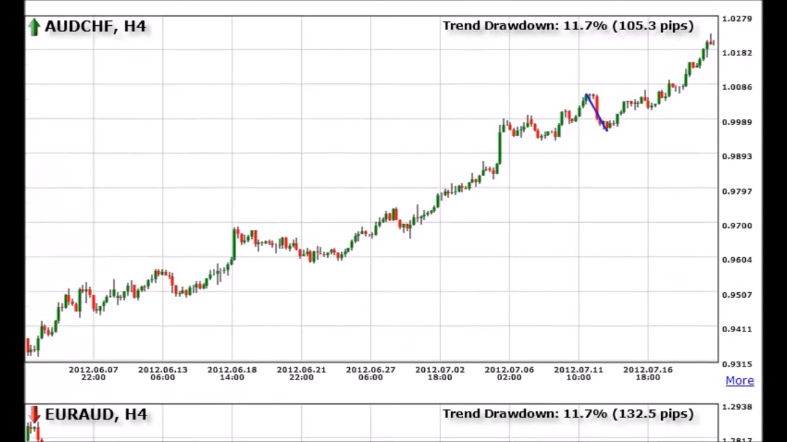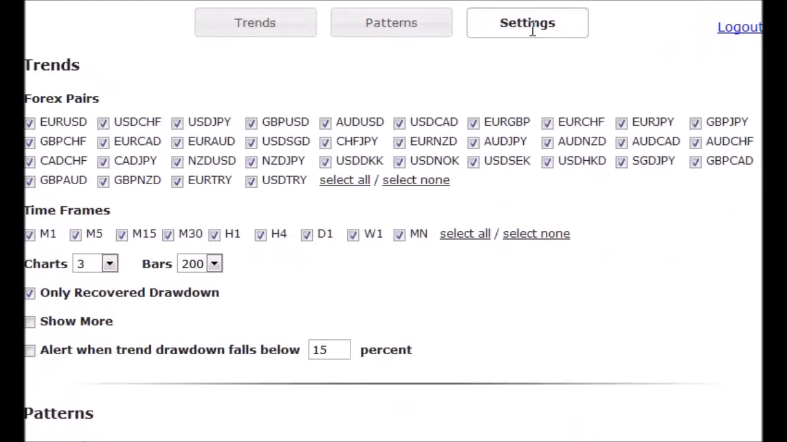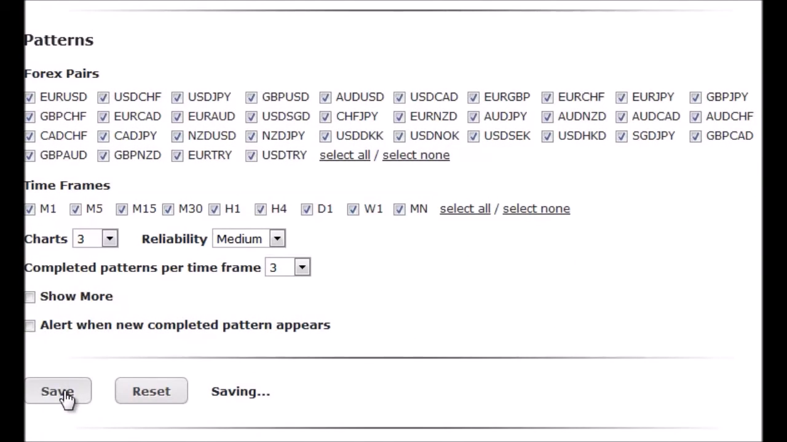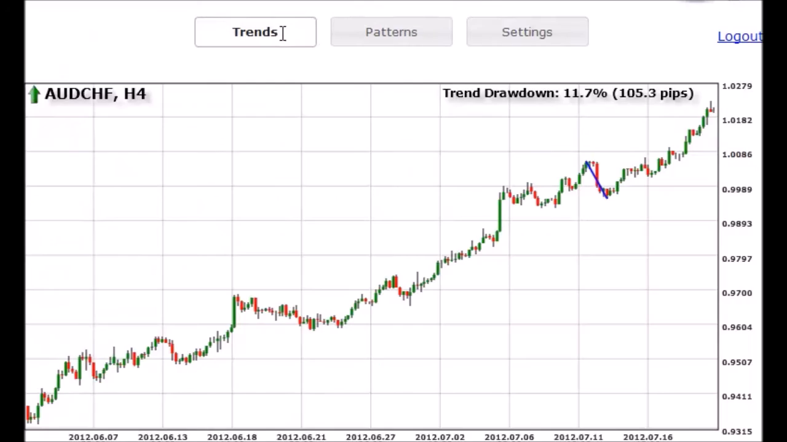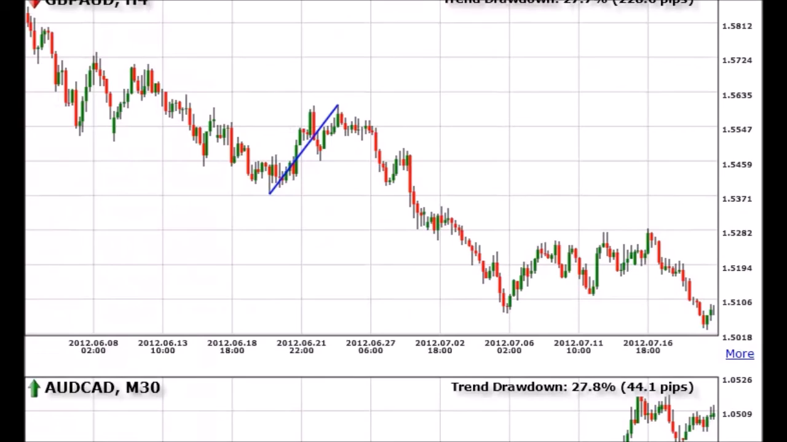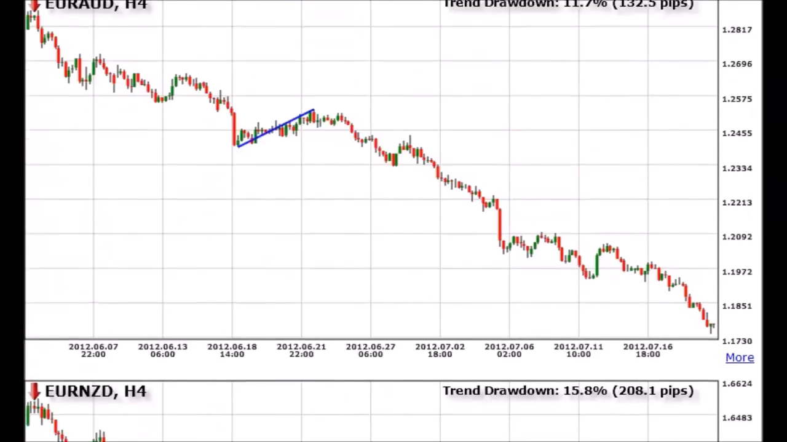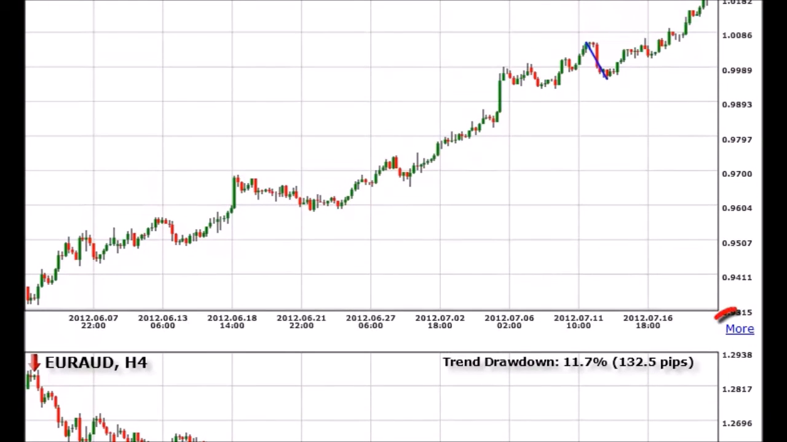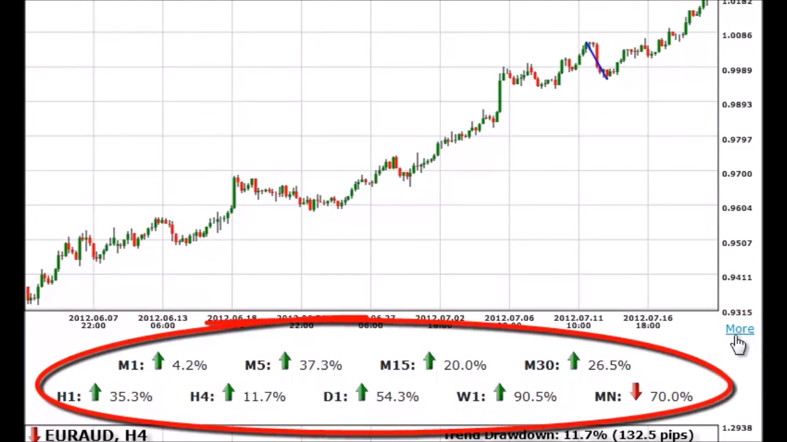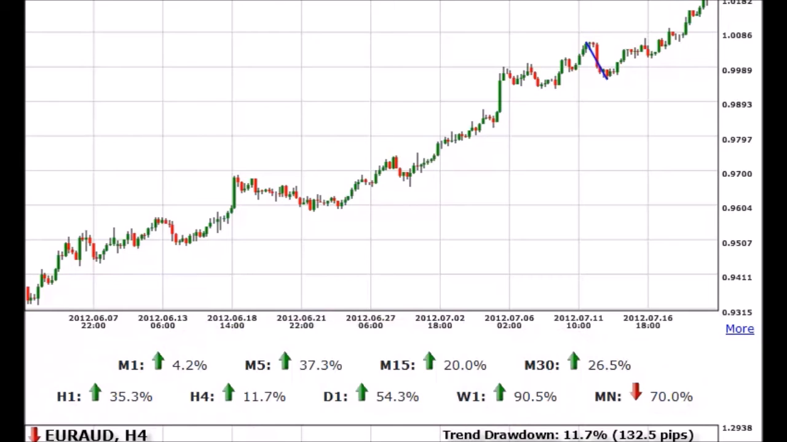If you want to see more charts, click on Settings. Let's choose 20 charts. Save settings for the next time you log in. Go back into Trends, and as we scroll down, the drawdown becomes higher, but it might still be good for trend following. The first chart is always the best one. If you click on More in this corner, you'll see a quick overview of the same pair on the other time frames. In this case, most of the arrows are showing upward movement, which is a good confirmation.